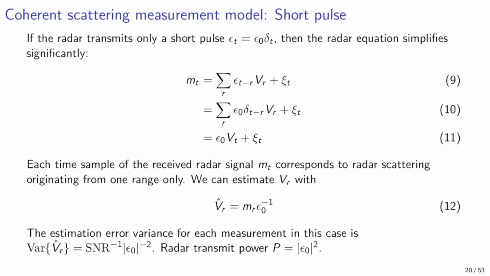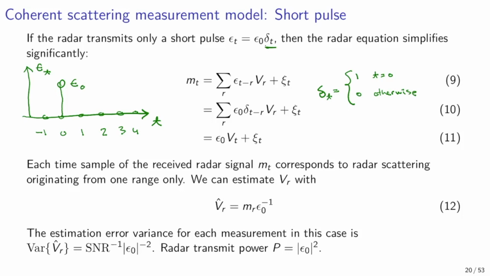The most simplistic type of a radar is a radar that emits a short pulse. In this case, there is only one non-zero value for the transmit signal, epsilon t. In this case, we can model the radar transmit waveform using a Kronecker delta function. The delta function evaluates to 1 when the argument is 0, and 0 for all other values of the argument. The radar pulse can still have an amplitude and phase, which is denoted with epsilon naught. If we insert this definition to the coherent target radar equation we just defined, we obtain the following result.